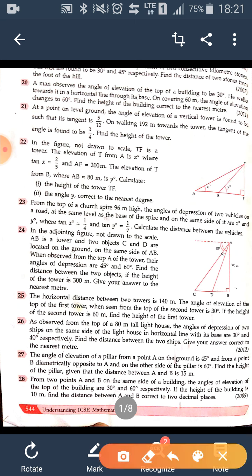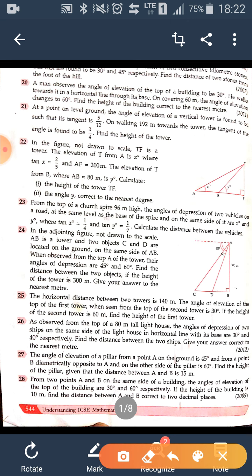And as I told you last day, the most important thing in heights and distances is the diagram which you get from the sum. Yes, and today also we are going to do the same thing. We are going to draw the diagram first, and then automatically you'll understand how to solve the sum.